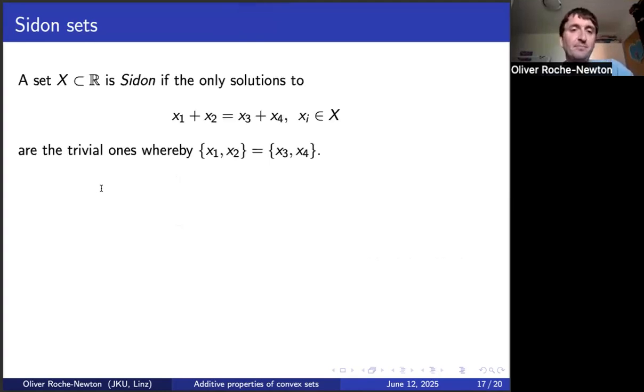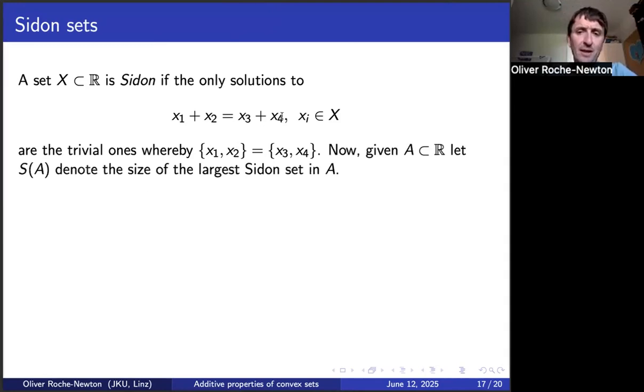So a Sidon set is a set with no solutions to this equation except for the trivial ones. So x1 plus x2 equals x3 plus x4 can only happen if the left-hand side elements are the same as the right-hand side elements. We think of this as a very unstructured set. It's got no additive patterns at all, except for the trivial ones. And if we have a set A, we could think about what's the size of its largest Sidon subset.